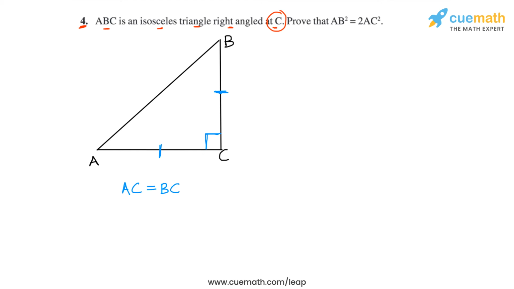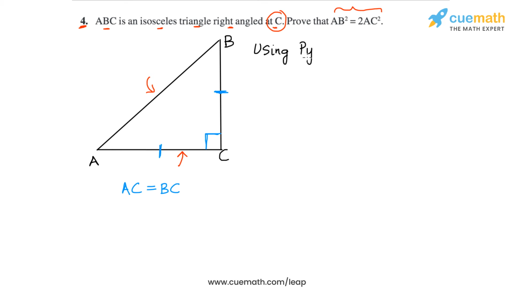Now we have to show that AB square is twice of AC square. So AB square, the square of the hypotenuse, is twice the square of AC. And this is actually really easy to show. We simply use the Pythagoras theorem and write an expression for AB square.